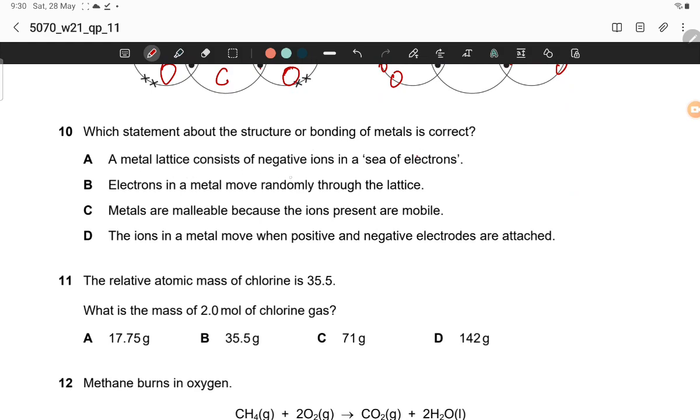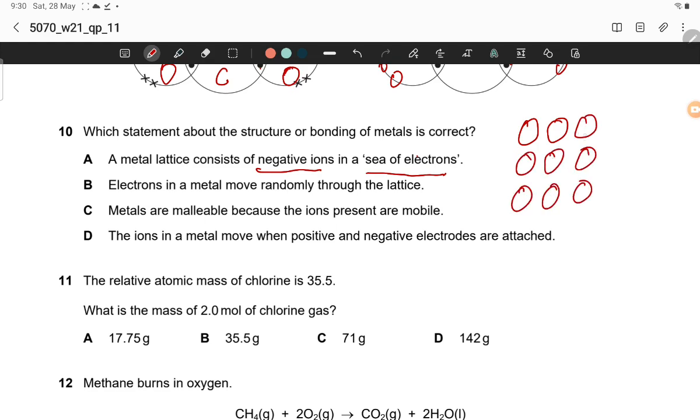Which statement about the structure or bonding of metals is correct? A metal lattice consists of negative ions and a sea of electrons. No, this is the metal structure: positive metal ions. A metal lattice consists of positive ions in a sea of electrons. So this is incorrect.